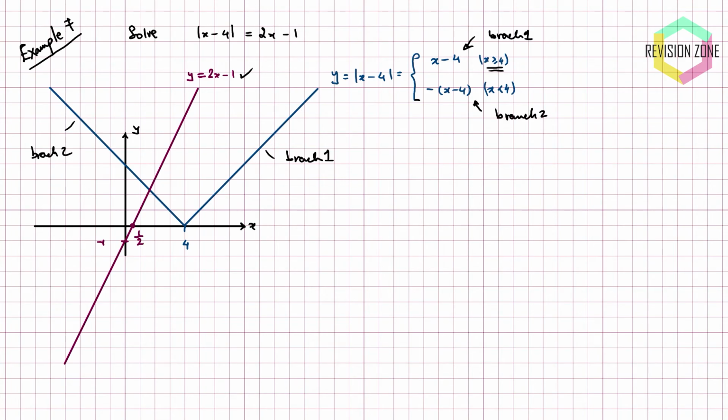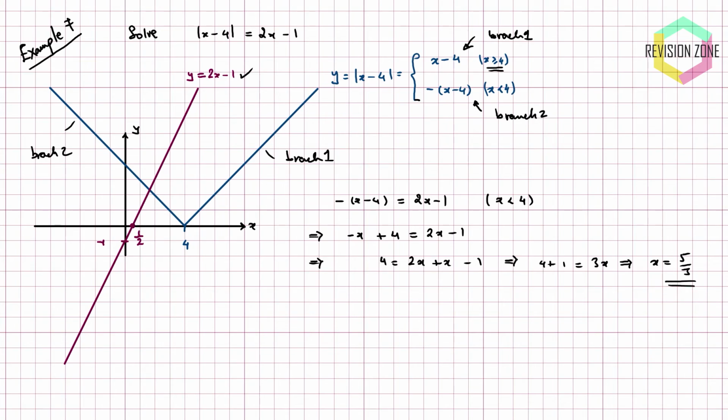So we solve branch 2 with 2x minus 1. We say minus x minus 4 has to equal 2x minus 1, and of course x better be less than 4 in this case, right? So when we solve this, we say minus x plus 4 has to be 2x minus 1. Rearranging, 4 is equal to 2x plus x minus 1, which tells me that 4 plus 1 is 3x, and that's nothing other than the statement that x is 5 divided by 3.